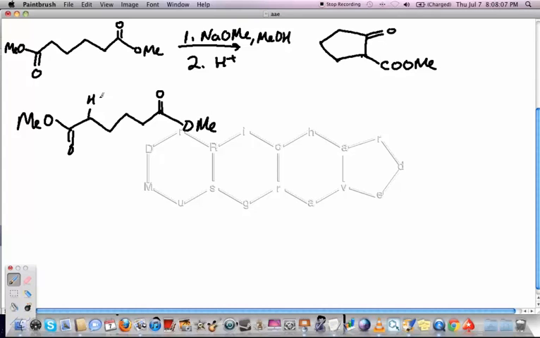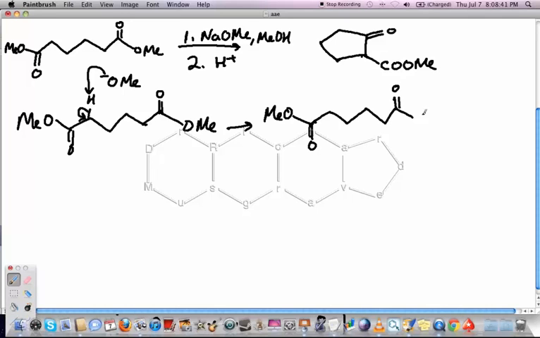So what can happen is that one of the alpha hydrogens can be removed. In this instance, we've got a symmetric diester, so there's no problem with choosing either one of these alpha hydrogens. If it's asymmetric, it does matter, and we'll be seeing that a little bit later on. Alright, so that's the first step, the removal of the alpha hydrogen, which leaves a negative charge.